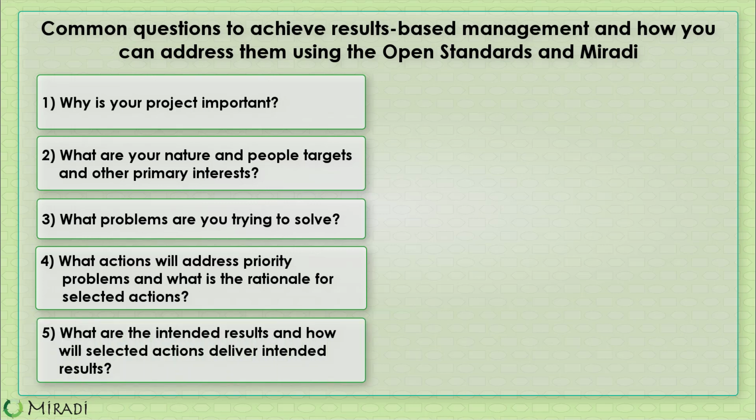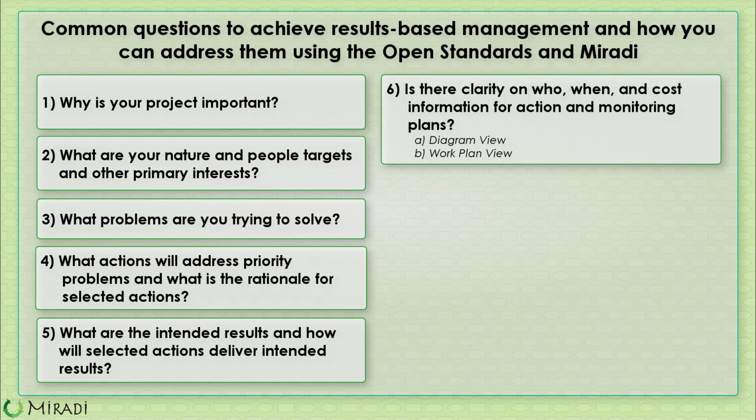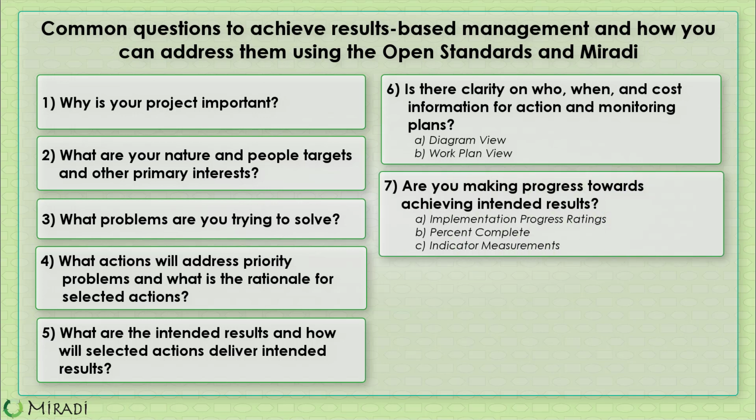What are the intended results, and how will selected actions deliver intended results? You need a theory of change that links the selected actions to near-term and longer-term results. Is there clarity on who, when, and cost information for action and monitoring plans? This question addresses basic work planning and project management needs common to all projects. Are you making progress towards achieving intended results? What is the evidence that your plan is being implemented and that the results are being achieved?